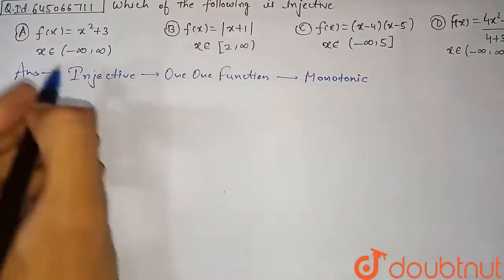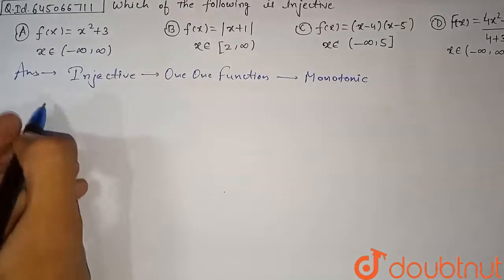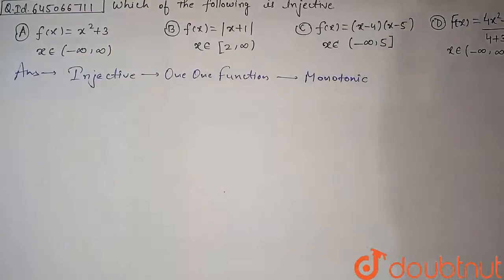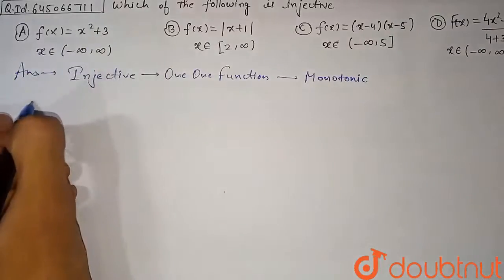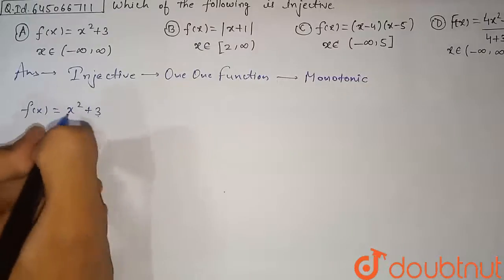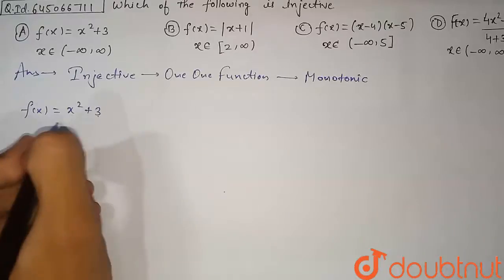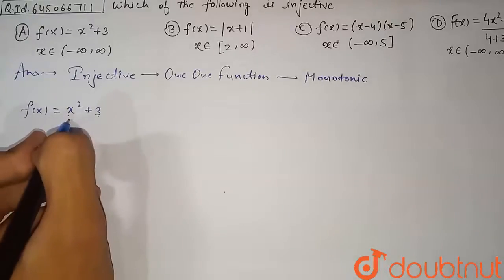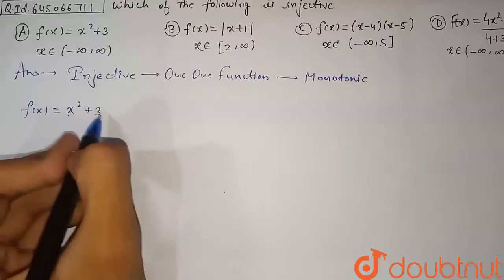Our first function is f(x) equal to x square plus 3. Here f(x) is a quadratic polynomial. For every pair of values minus x and x, it will give the same value, because this is an even function, since it is x square plus 3.